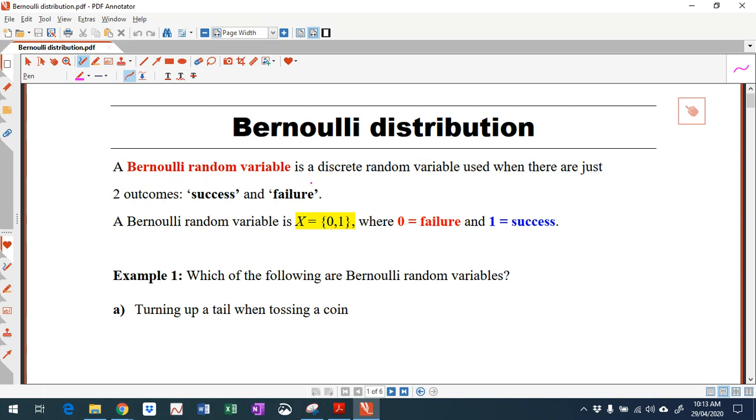A Bernoulli random variable is a discrete random variable used when there are just two outcomes, success and failure. For example, if we're looking at tossing a coin, that involves success or failure. If you define heads as the success, there's only two possibilities, heads or not heads. If you're shooting basketball free throws, you either hit or miss, so success or failure. So those are examples of mathematics involving the Bernoulli random variable. Okay, now a Bernoulli random variable is capital X equals 0, 1, where 0 is failure and 1 is success.